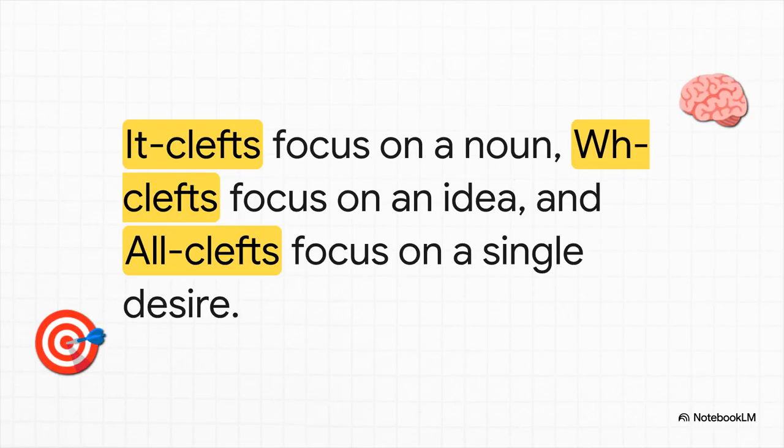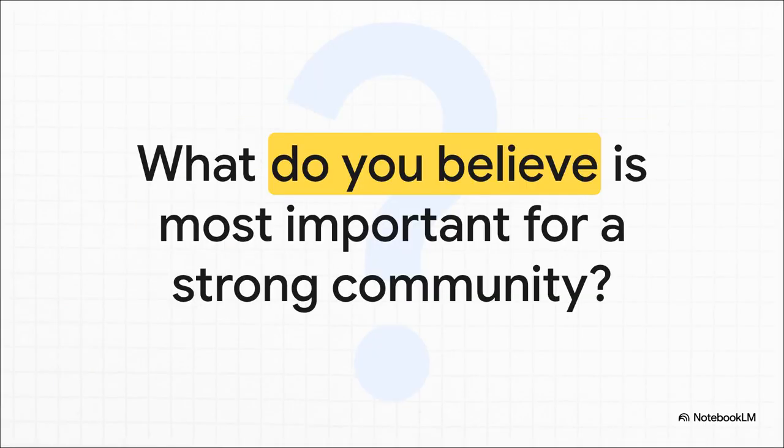So let's do a super quick recap to lock this in. Use it clefs for a specific person, place, or thing. Use why clefs for a bigger idea or action. And use all clefs when you want to say that one thing is the only thing that's truly important. Got it? Awesome.